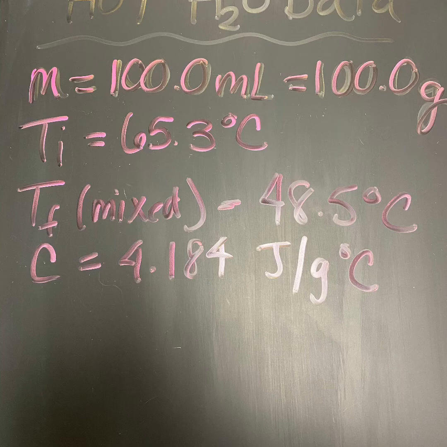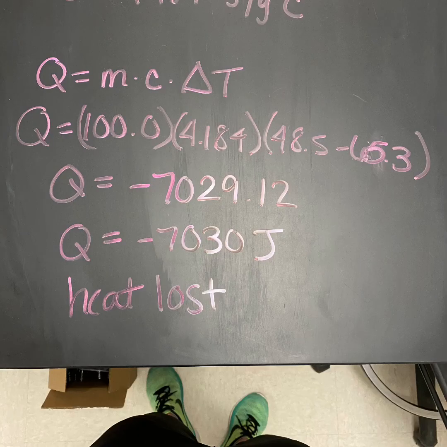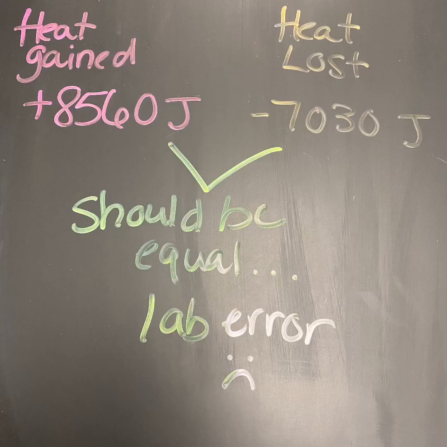Once again, the specific heat for water is 4.184 joules per gram degree Celsius. Using the Q equals MCΔT equation, we plug in the mass, specific heat, and the final minus the initial temperature. For this one, you should get a negative number, negative 7,029.12, or rounded to the appropriate number of sig figs would be negative 7,030 joules. Here, the heat was lost.